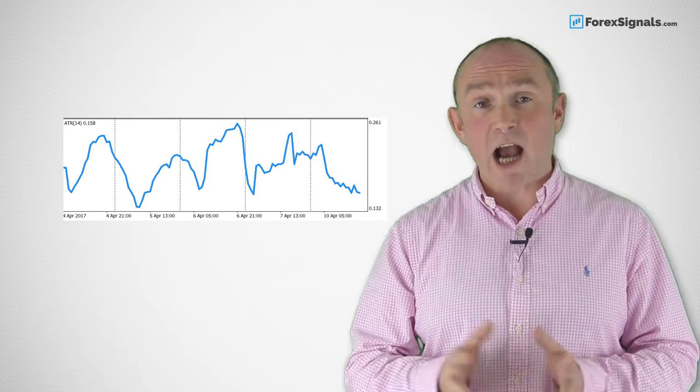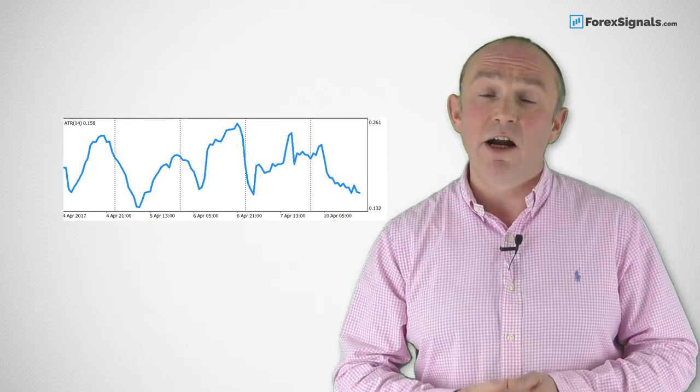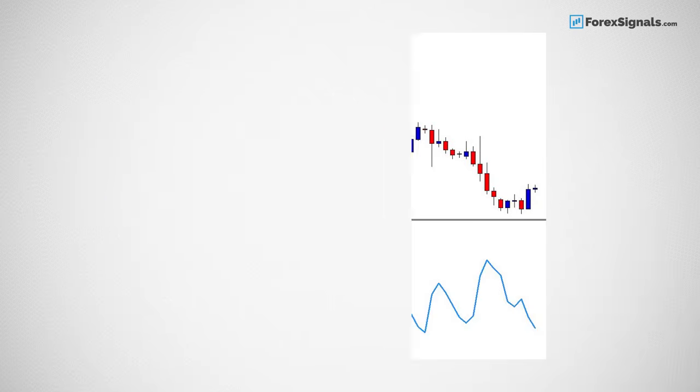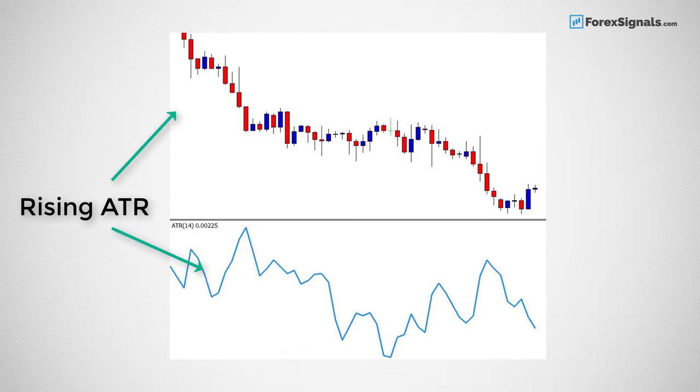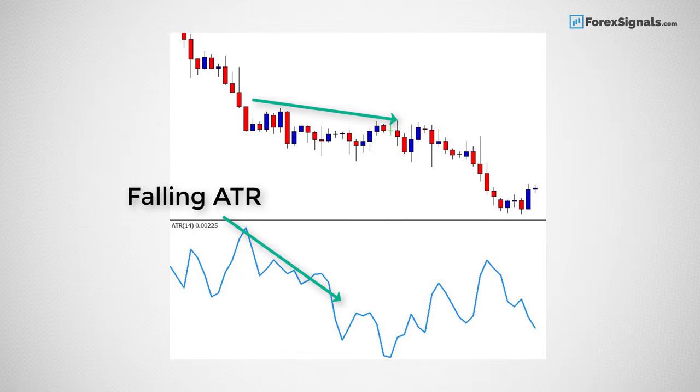Now, the ATR is displayed as a line graph, with the line oscillating up and down as the value of the ATR increases and decreases. A rising ATR means the volatility is increasing, whilst a falling ATR indicates a fall in volatility.